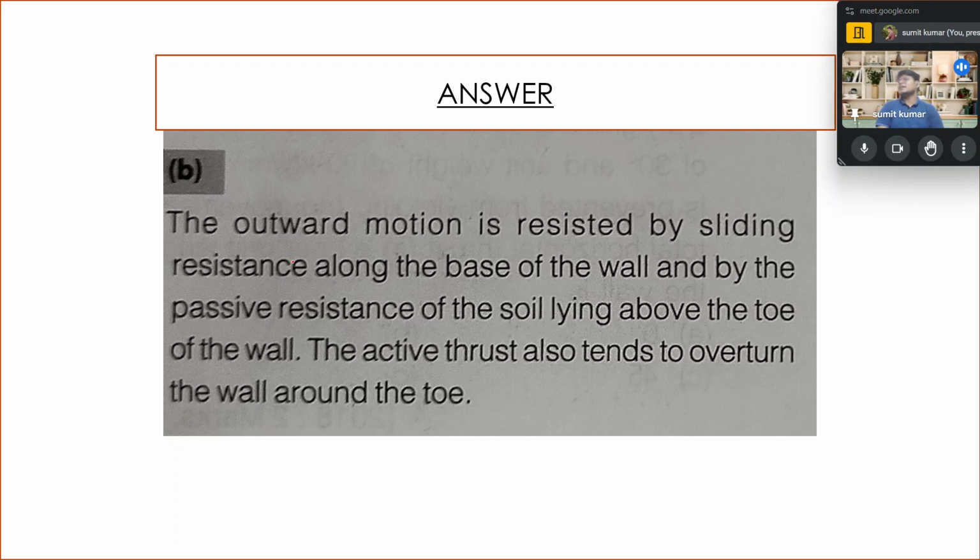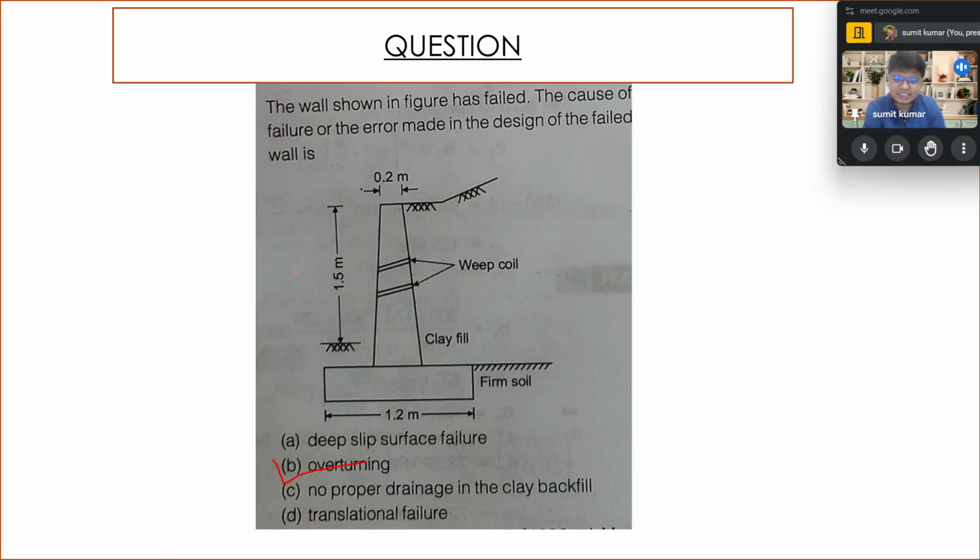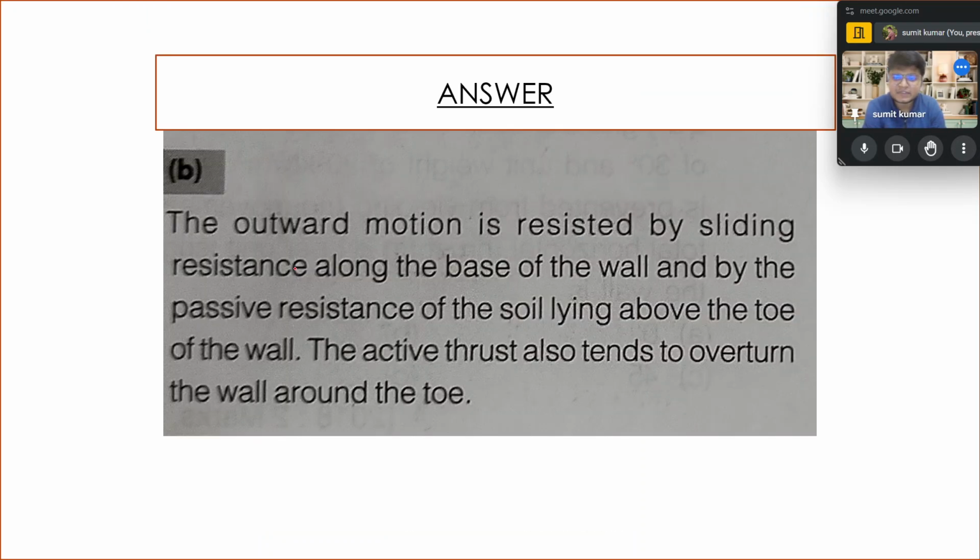Again, I will read and then explain because an important concept is hiding over here when we are discussing this problem. It says that the outward motion is resisted by sliding resistance along the base of the wall and by the passive resistance of the soil lying above the toe of the wall. The active thrust also tends to overturn the wall around the toe. Okay. So you get the understanding why overturning is the answer? Yes. Okay.